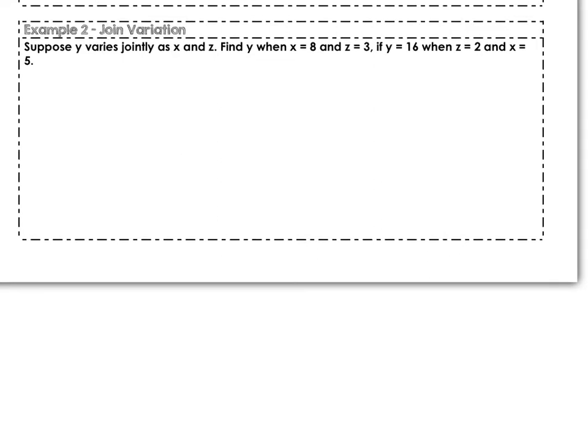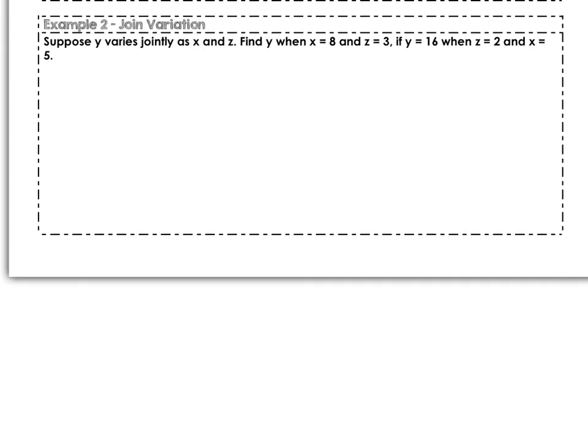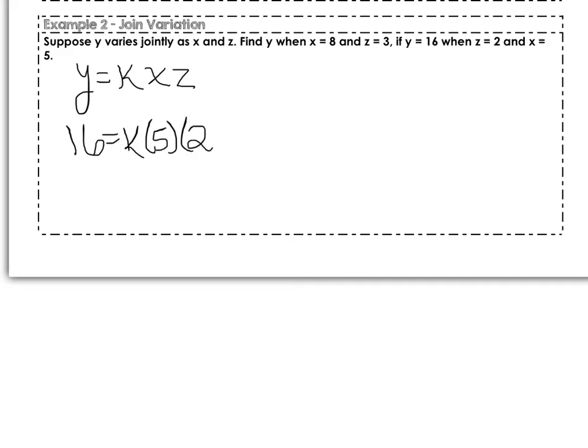Now we're going to take a look at some joint variation problems. All right, so suppose y varies jointly as x and z. That means our joint variation equation is y equals k times xz. Okay, I'm going to take the same approach as I did in the last problem. So find y when x is 8 and z is 3. If you're given y is 16, don't know my k, when z is 2 and x is 5. Okay, so I plug those in.